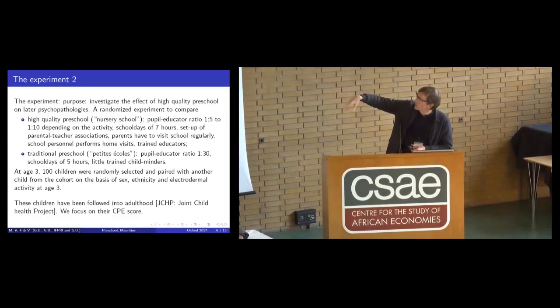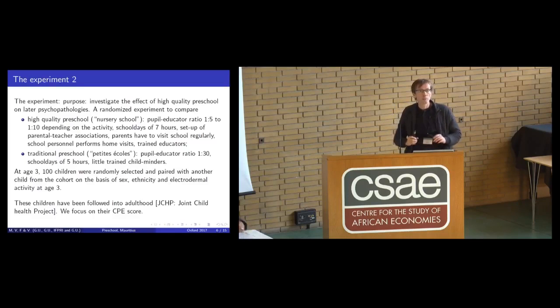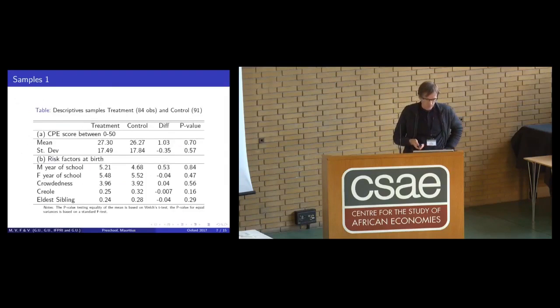Then at age 3, 100 children were randomly selected and paired with another child from the cohort on the basis of sex, ethnicity, and electrodermal activity. Electrodermal activity is something that we as economists find perhaps strange, but psychologists were convinced that this was important for the development of these psychopathologies. Okay, good.